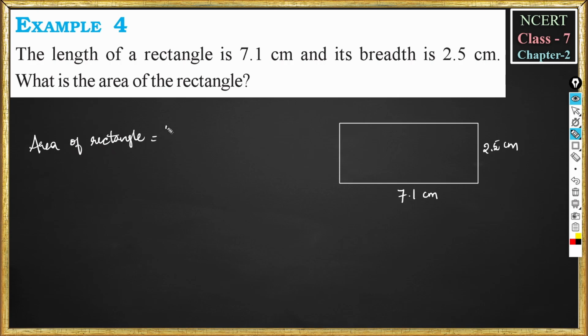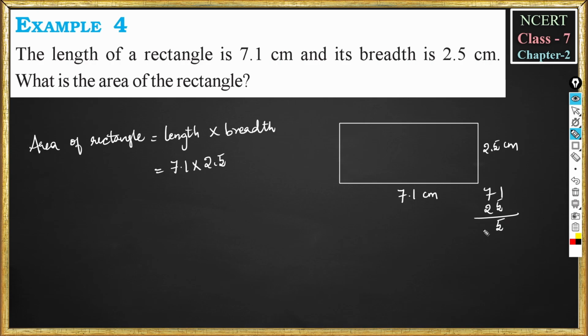Area of rectangle formula is length multiplied by breadth. So this is equal to 7.1 into 2.5. How will we multiply two decimal numbers? We'll remove the decimal points and first we multiply. So 71 multiplied by 25.